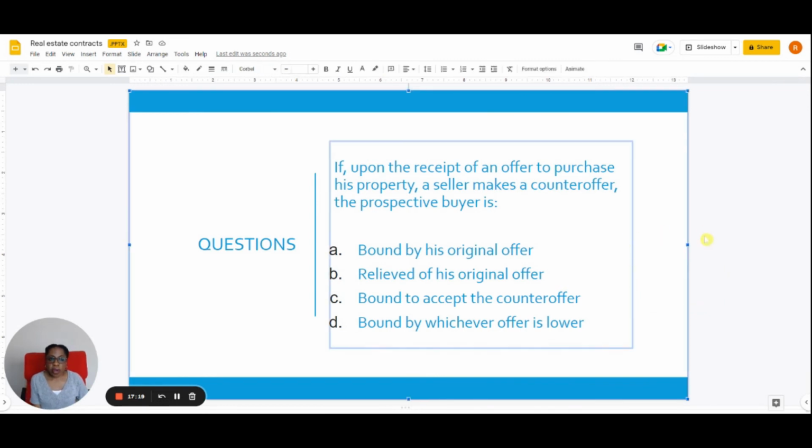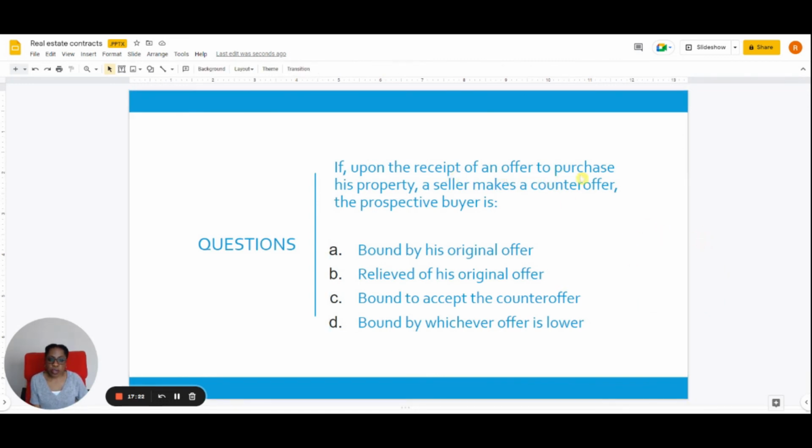Next, if upon receipt of an offer to purchase his property, a seller makes a counteroffer, the prospective buyer is: A, bound by his original offer; B, relieved of his original offer; C, bound to accept the counteroffer; D, bound by whichever offer is lower.